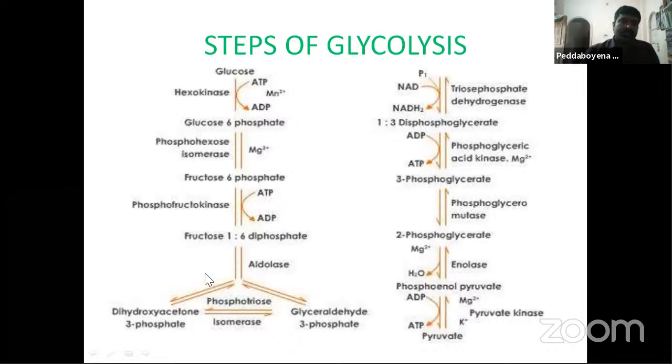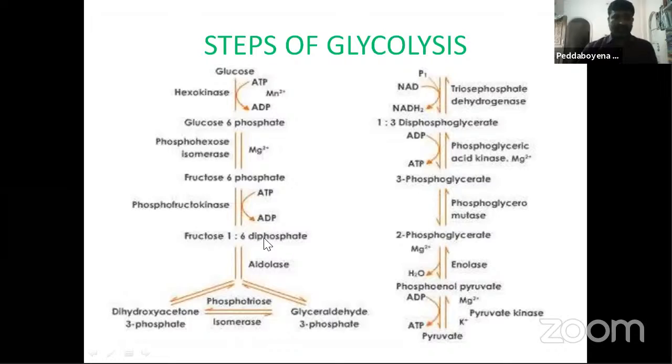So here fructose 1,6-bisphosphate, in the presence of aldolase, undergoes cleavage. What are the products? Dihydroxyacetone phosphate, and next, glyceraldehyde 3-phosphate.